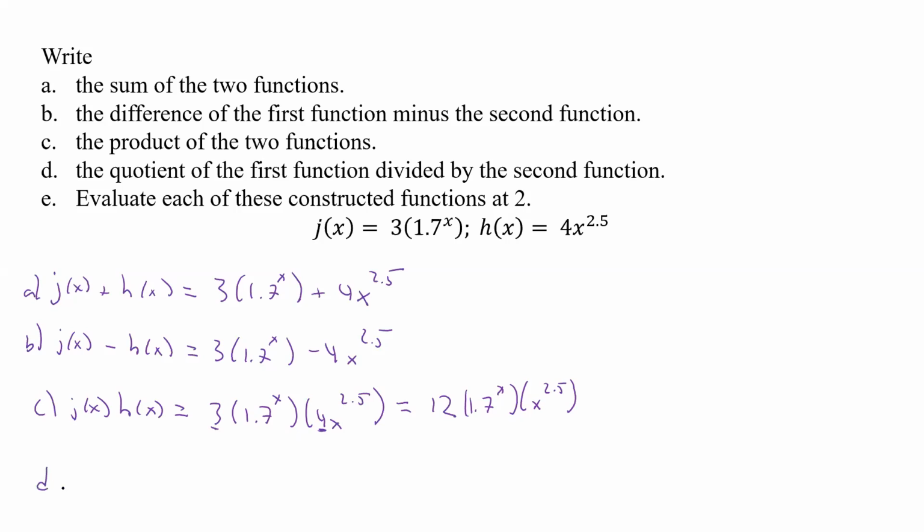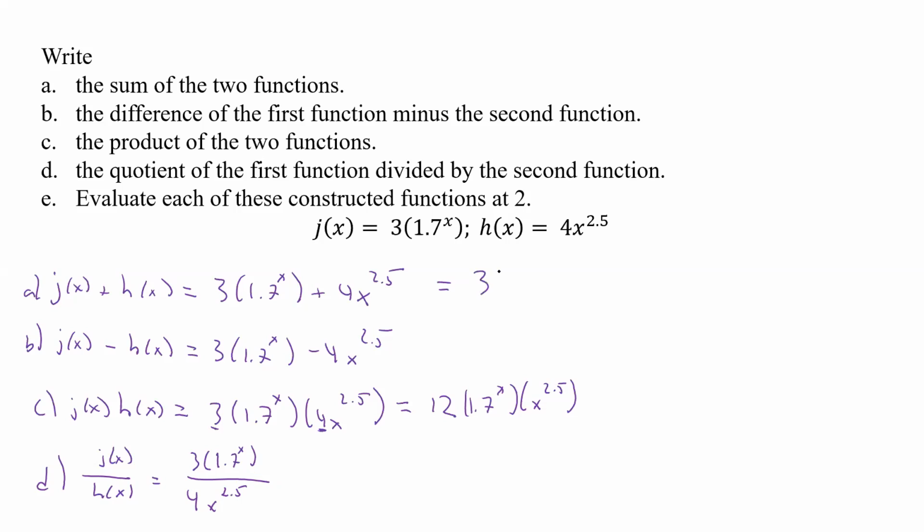All right, D, the quotient of the first function divided by the second function. Okay, so j of x over h of x. That's going to be 3 times 1.7 to the x over 4 times x to the 2.5. And that's as far as we can go. We can't really simplify that any more than it already is. Now it says evaluate each of these constructed functions at 2. That just means we have to plug in 2 here.